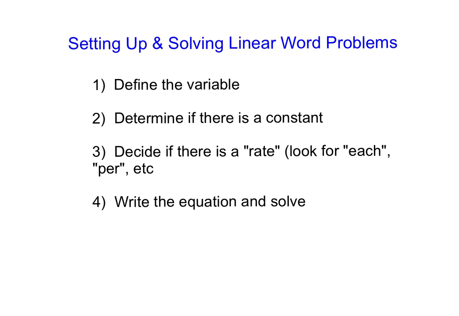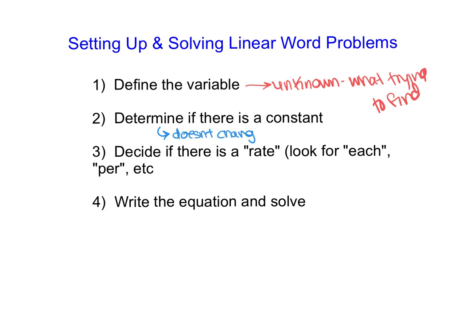First, we're going to define a variable. And remember, a variable is something that is unknown. So it's essentially what we are trying to find. So we're going to start by doing that, and we can pick any variable letter that we would like. The second thing we're going to do is determine if there is something that is a constant. So this is something that essentially doesn't change.